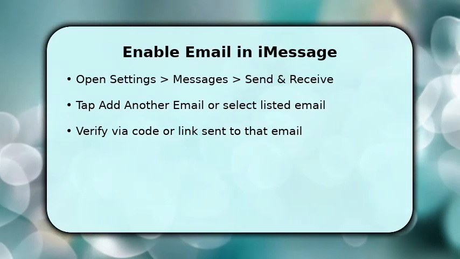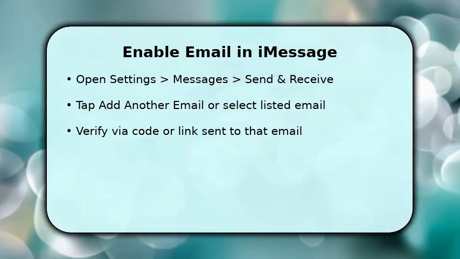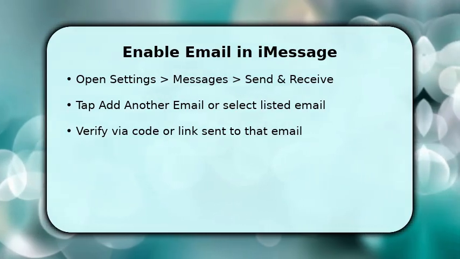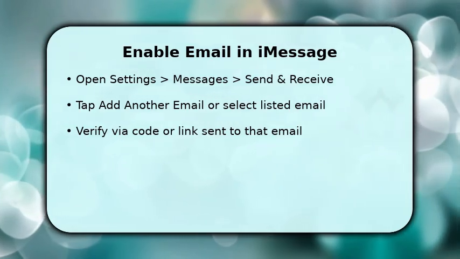Now you enable that email inside iMessage so people can reach you there. Go to Settings, Messages, then Send and Receive. You'll see your phone number and Apple ID. Tap Add another email or simply check the box next to the listed email address.